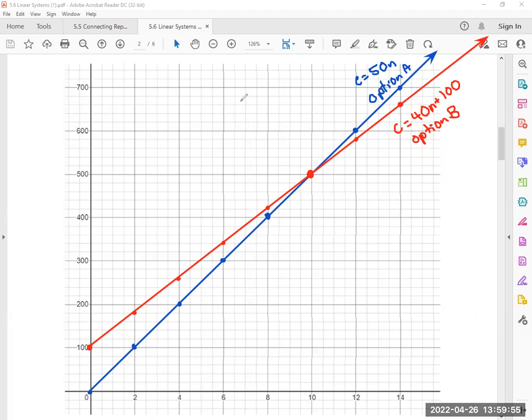So let's label this a little bit more properly. The x-axis would be number of days that we spend, so that would be n. The y variable is the dollar cost. Oh, that's hard writing vertically. And that's the letter C.